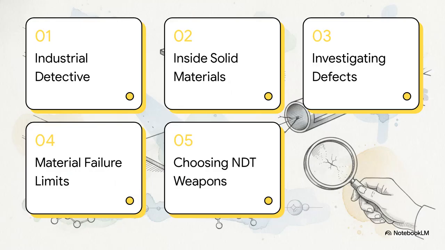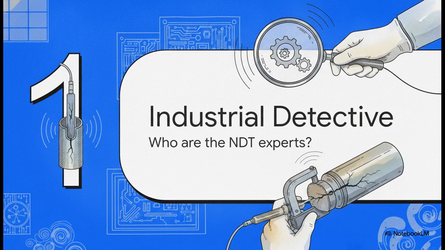So here is our investigator's playbook for today. First, the industrial detective. Second, inside solid materials. Third, investigating casting defects. Fourth, pushing materials to failure. And finally, choosing your NDT weapon. Let's get into it. Starting off with Section 1, the industrial detective.